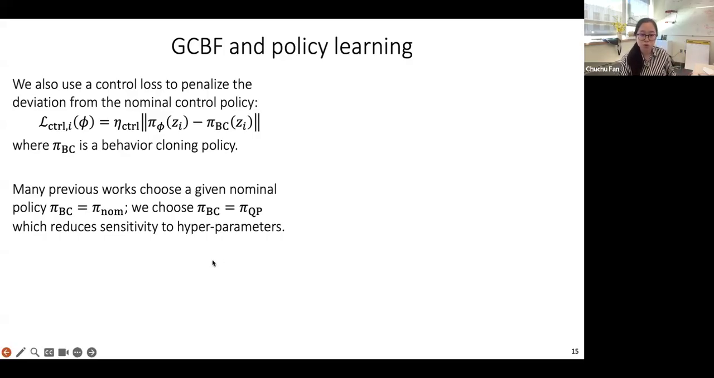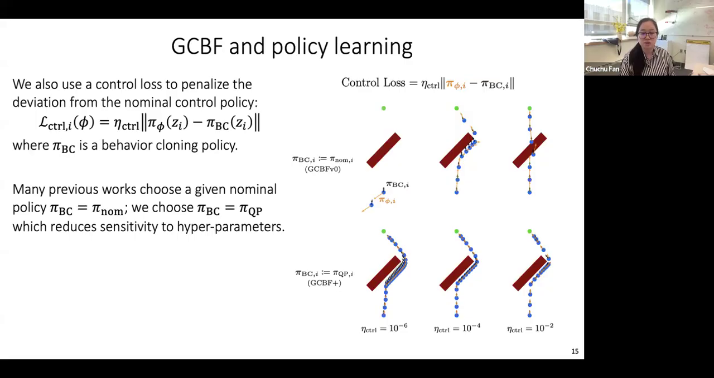And here we can also choose this behavior cloning policy to be a QP policy, which means this policy is computed by looking at the feasible actions admissible by the CBF that we learned, by solving a quadratic programming problem. This quadratic programming is pretty much the same one that we introduced in the toy example to find that U. So in this way, we can really respect the input constraints and reduce sensitivity to hyperparameters.